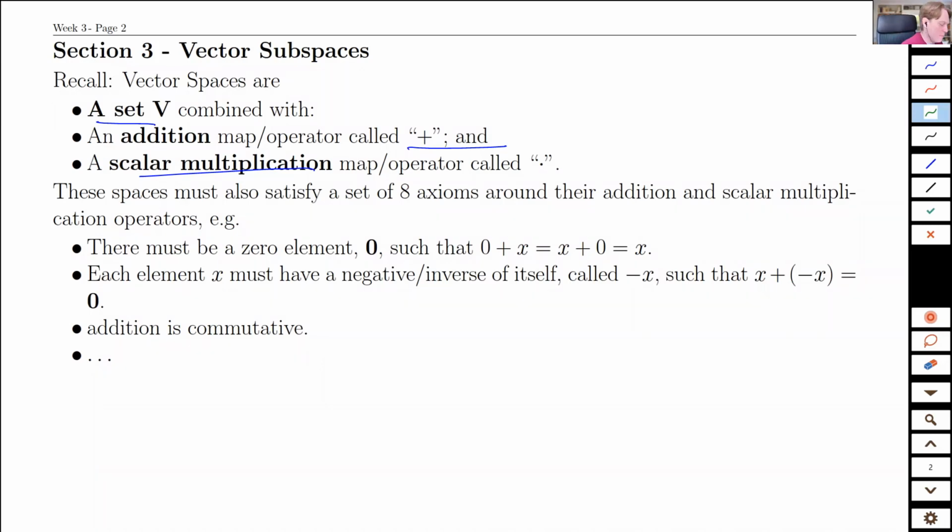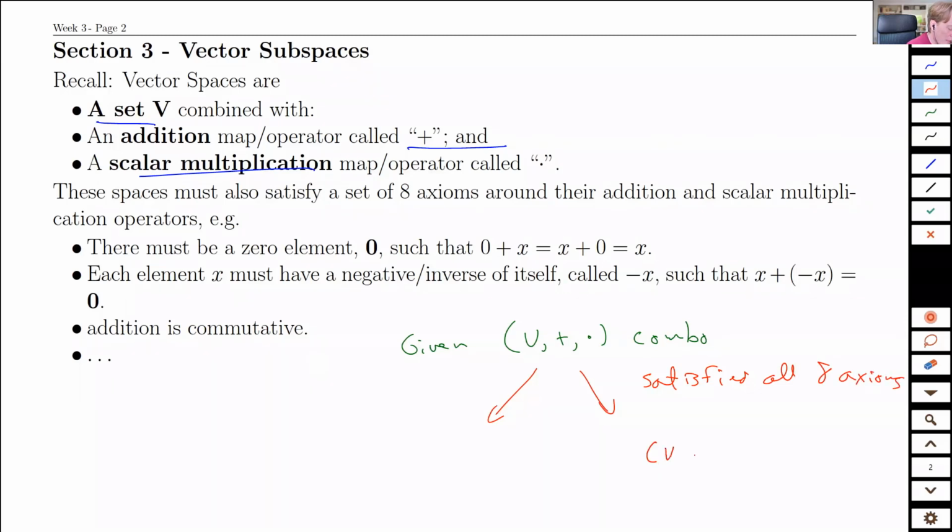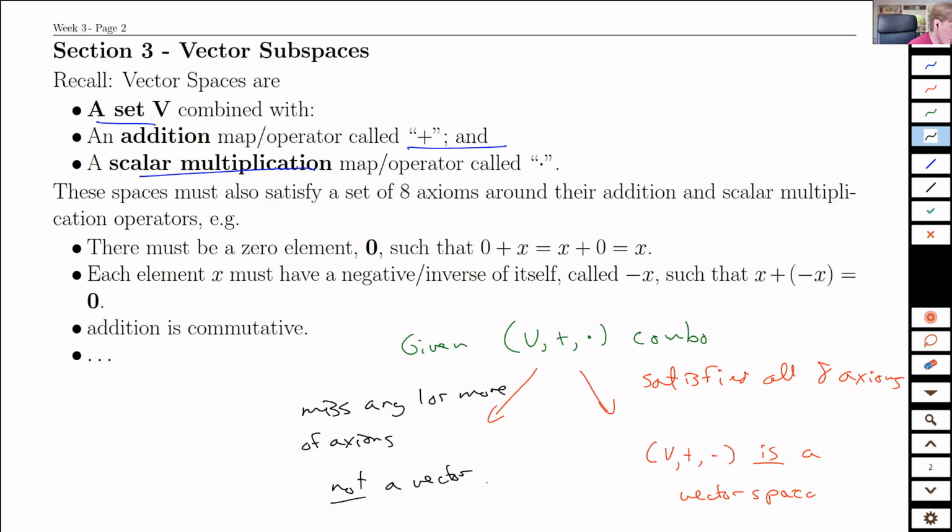What made a vector subspace or vector space a vector space is, if we took this combination, it did one of two things. It either satisfied all, as it turns out, 8 axioms, then we would say that this is a vector space. And we could then conclude a bunch of other things about the elements of that set, like what the zero vector is, how to build it, how to build the additive inverse. However, if we missed any one or more of the axioms, if they weren't satisfied, then it's not a vector space.